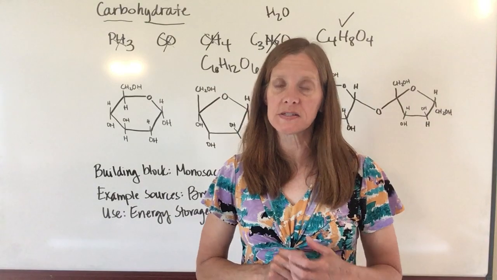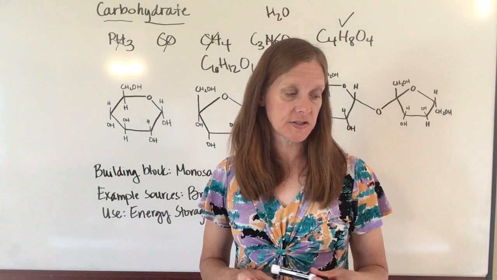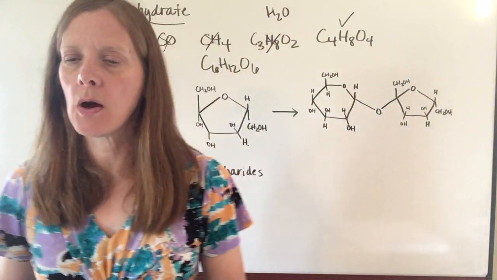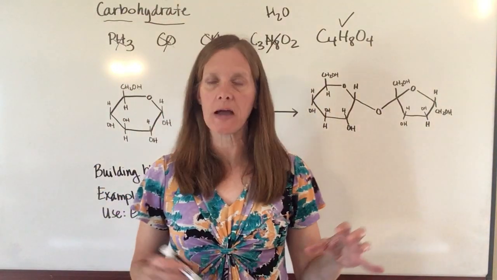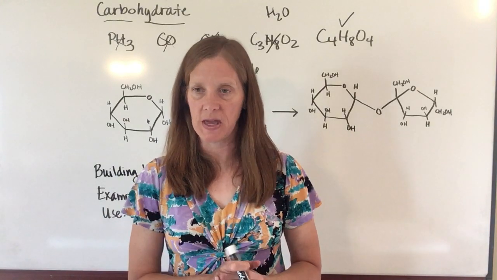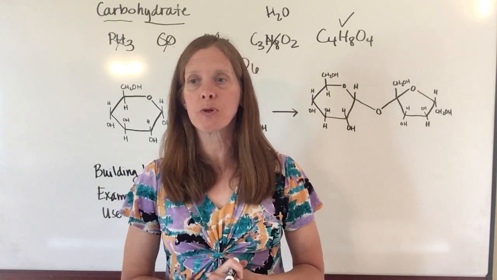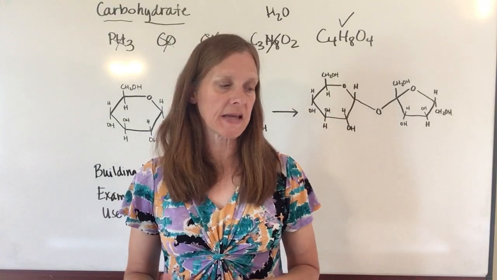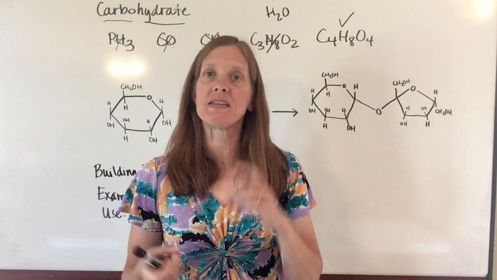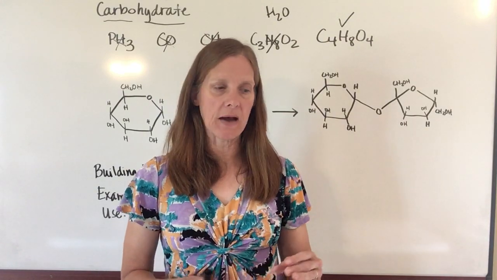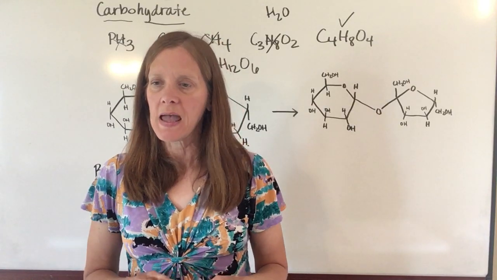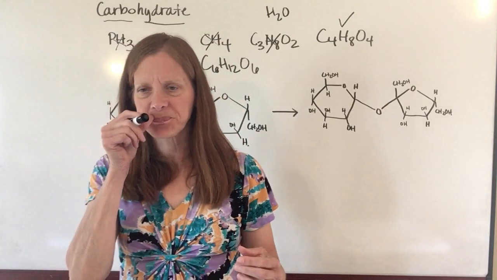But they're all considered monosaccharides, and they're all considered very simple sugars. Now, I can take these monosaccharides and bond them together and make longer chains with them. They make more complex sugars. So if I take two monosaccharides and hook them together, I'm going to have a disaccharide. If I have a whole bunch of monosaccharides hooked together, I have a polysaccharide.